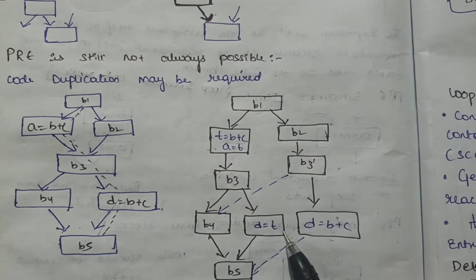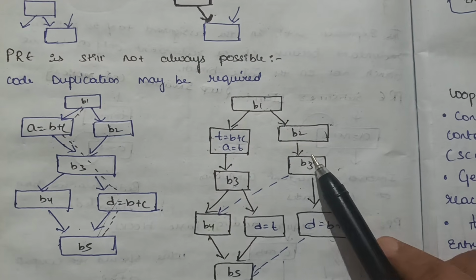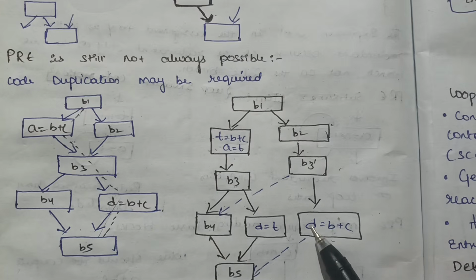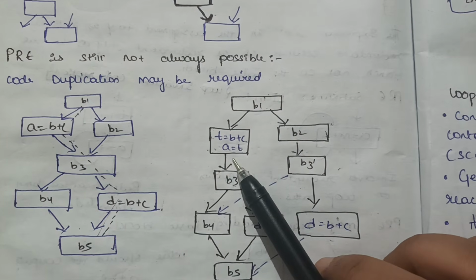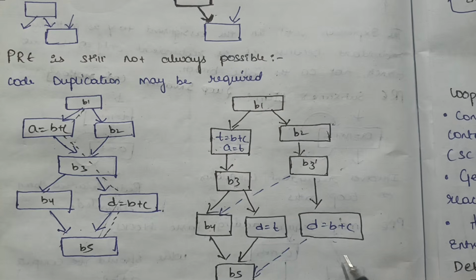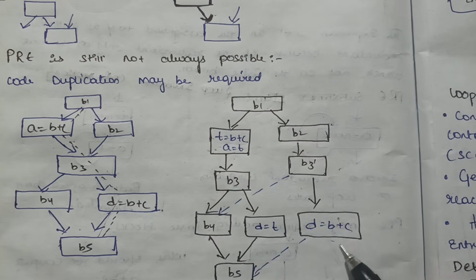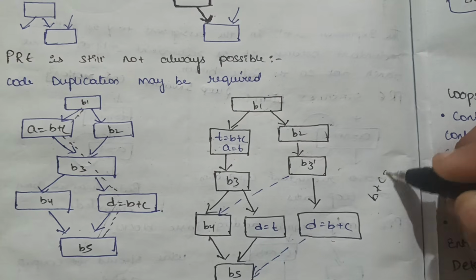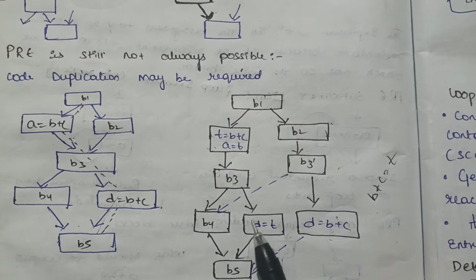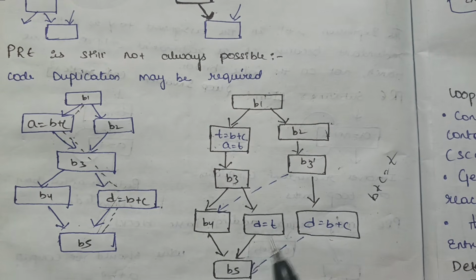So D is equal to T. Why am I taking D is equal to T? Before that I will be saying that B is equal to D plus C. So here I have assumed B plus C as T, right? So here I am assuming D is equal to B plus C. So here B plus C is nothing but T. So I am going to take another new basic block here, that is D is equal to T.